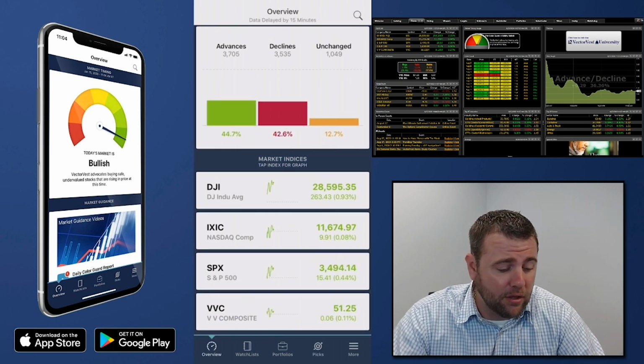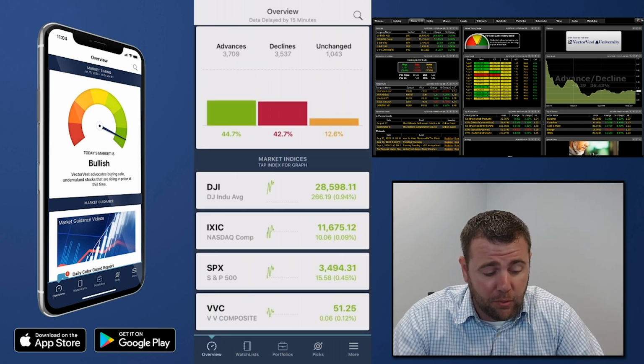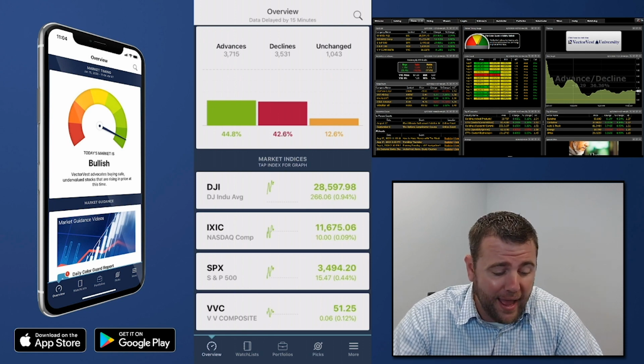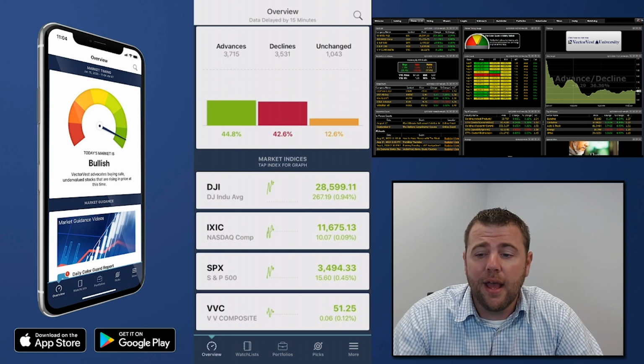Then we scroll down, we take a look at the major indices. Dow's actually being one of the best performers so far, up just shy of 1%. NASDAQ is essentially flat. S&P up about 0.5%. Overall, VectorVest composite up about 0.1% for the day.